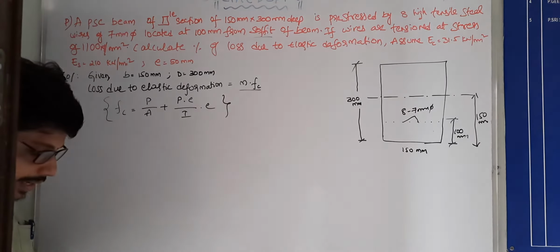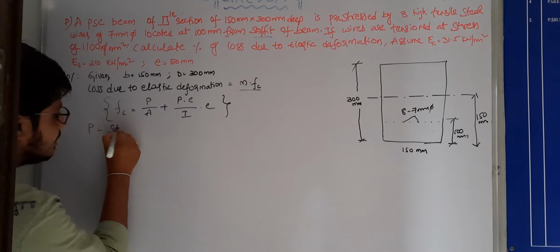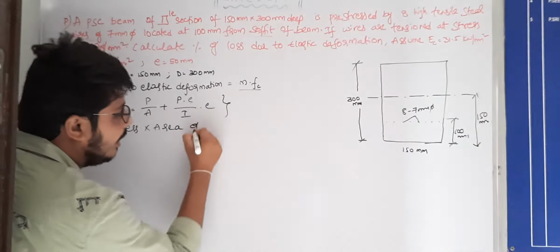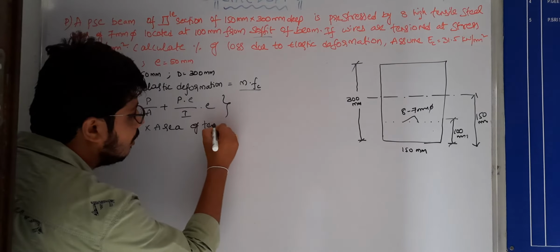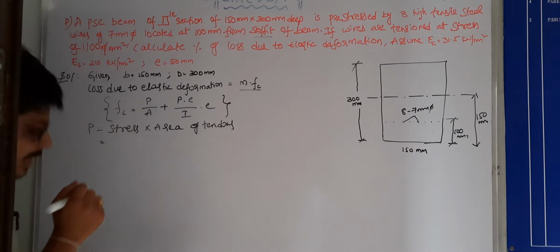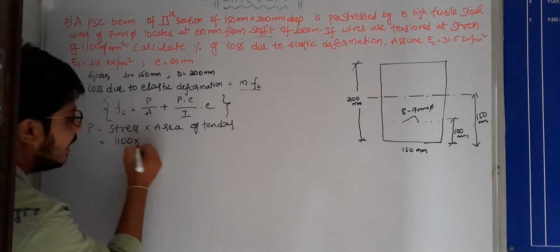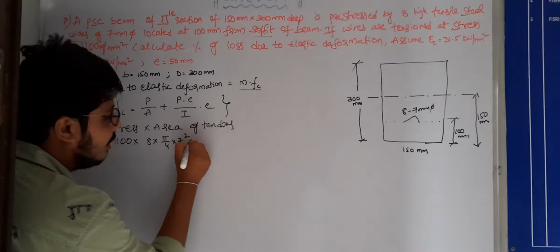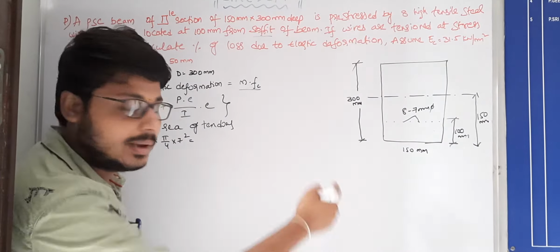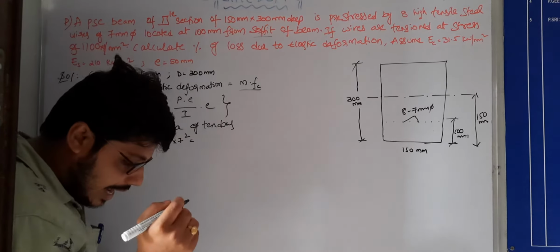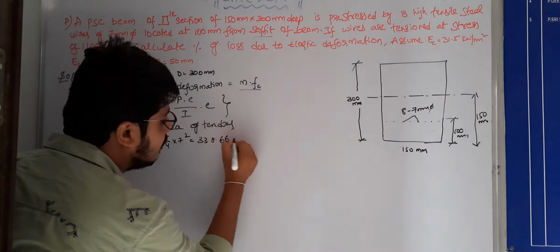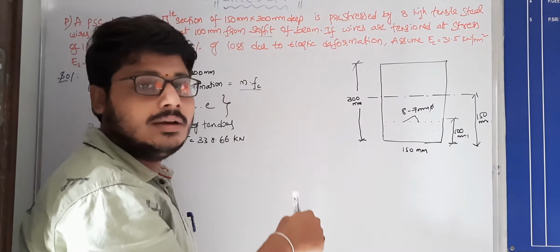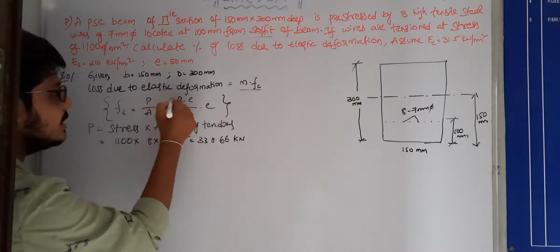So here P is nothing but stress into area of tendons, the pre-stressing force. We have the stress, 1100 Newton per mm square, into the area of tendons. So how many tendons are there? 8 numbers into 5 by 4 into 7 square, that is 5 by 4 into dia square. We will get the value of 338.66 kilonewtons. I have converted the value to newtons from kilonewtons, because Ec and Es were given in kilonewtons only. So we get the value of pre-stressing force P.